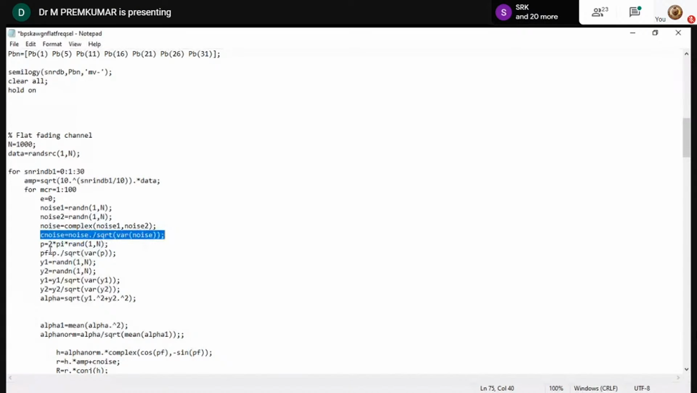And this is the e power j theta term. PF is the phase term. PF is given for the phase term, as you can see. So PF is cos theta minus sin theta.